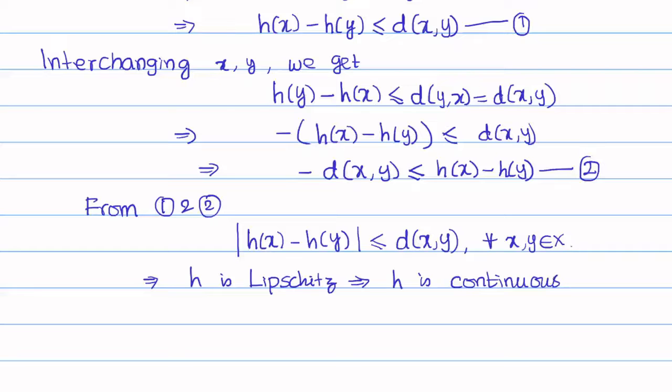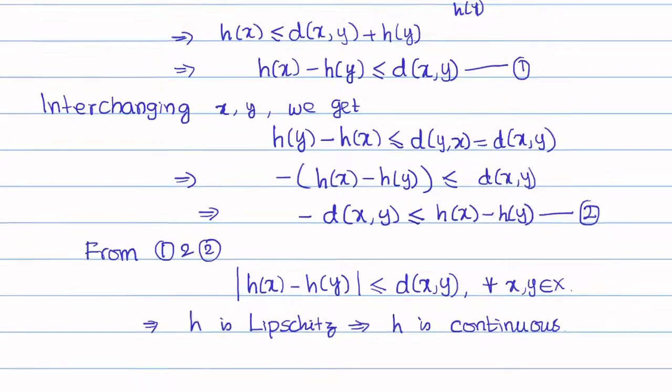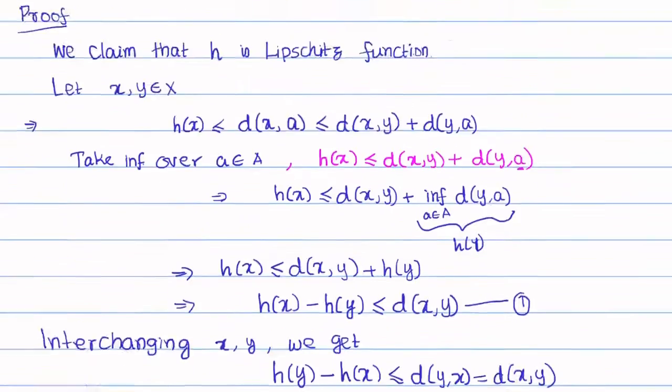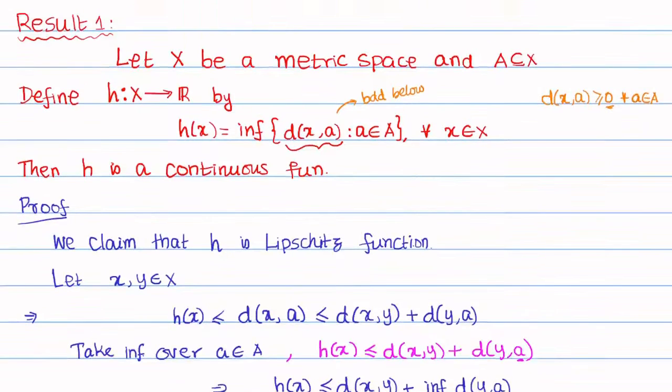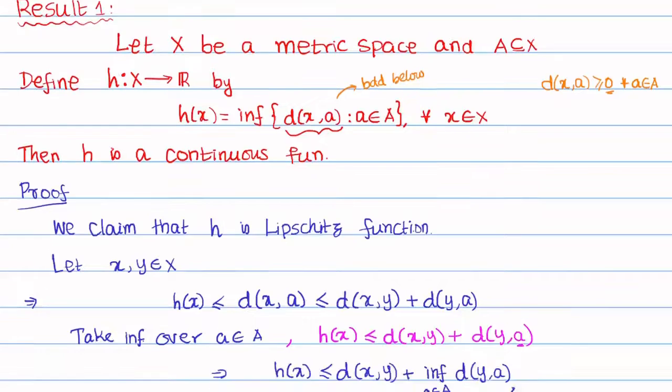Okay, so this is my first result. நான் முதல்ல என்ன ப்ரூவ் பண்ணியிருக்கேன், this is my first result, that is let X be a metric space. Of course இந்த இடத்துல, okay, fine. So h is a continuous function அப்படின்னு கொடுத்தாச்சு. Okay, now we will go for the second result.